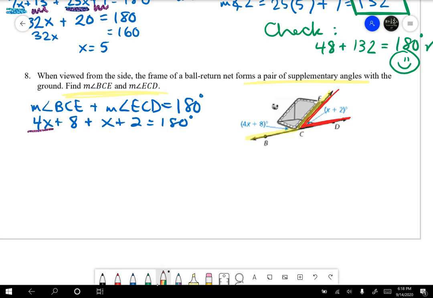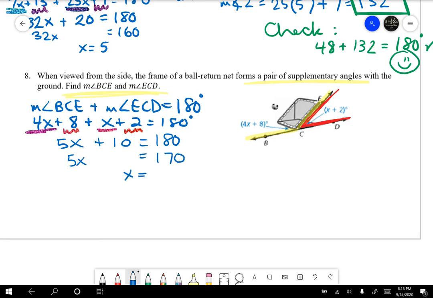Here we go. Our like terms and our combined constants give us 5x plus 10 equals 180. I'm going to subtract 10 from both sides. I'm going to divide both sides by 5, and I get x equals 34. Now I can't finish until I plug it in here.